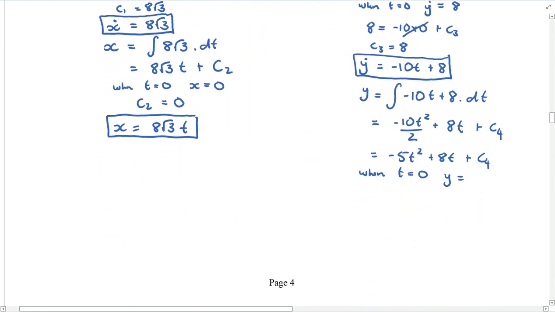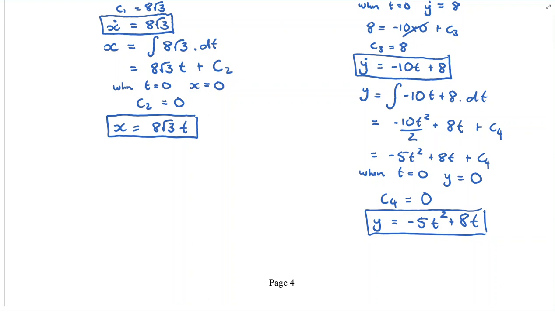Okay, so it's all about where we place that origin to start with, and it can vary. So for this one, when time is equal to 0, our y is equal to 0. And that means that -5 times 0, that's 0. 8 times 0 is 0. So what is C4? 0. So y equals -5t squared plus 8t. Okay, part B.